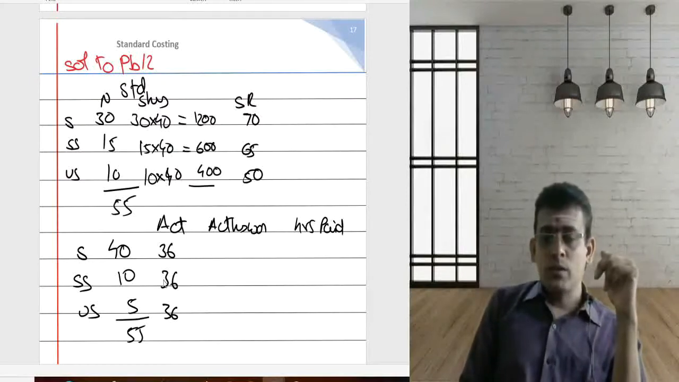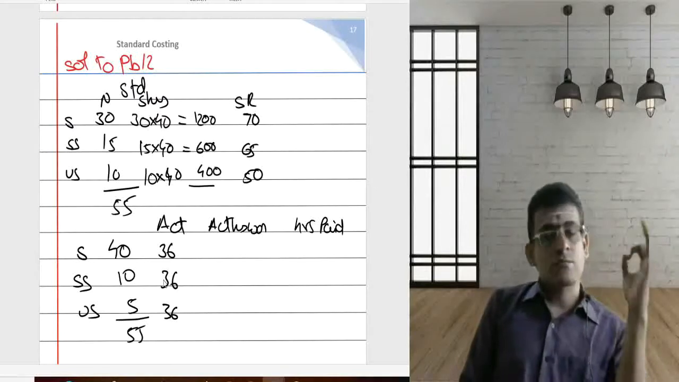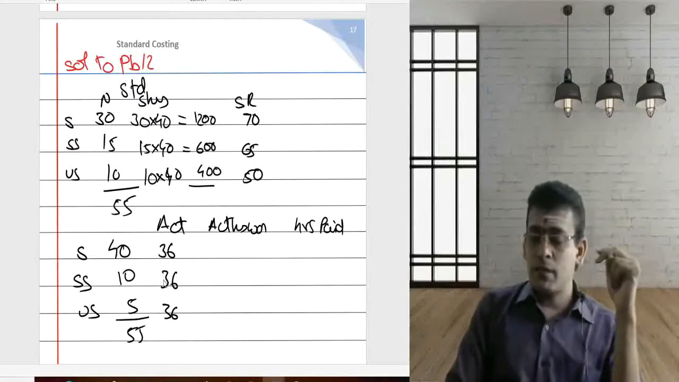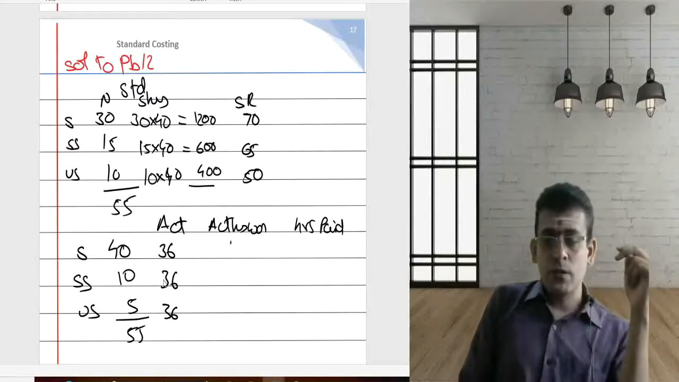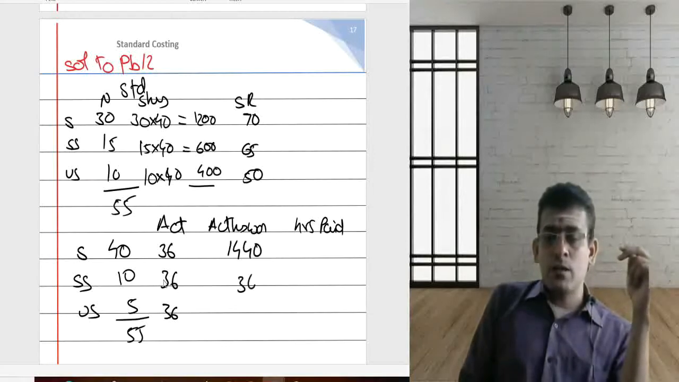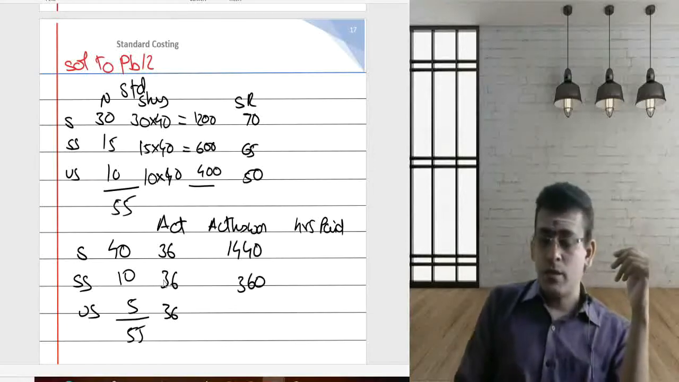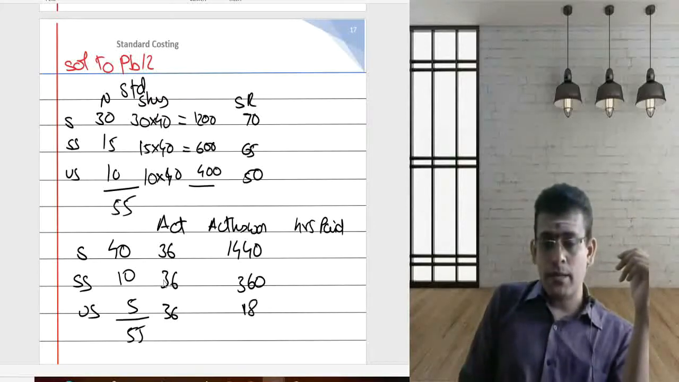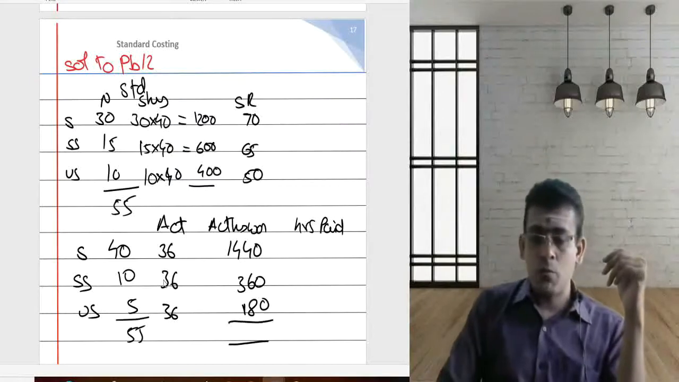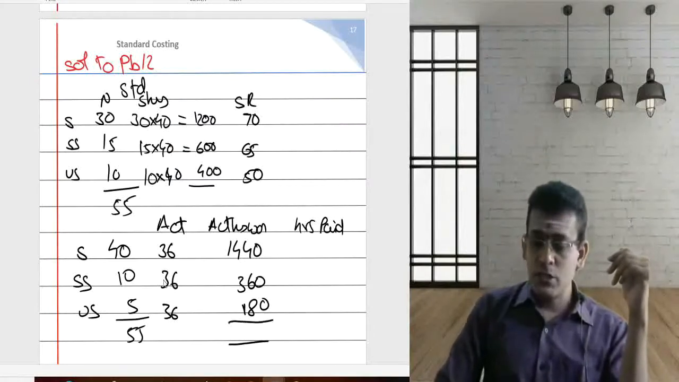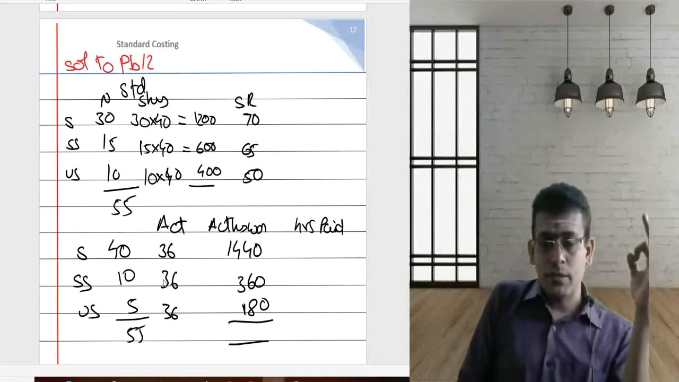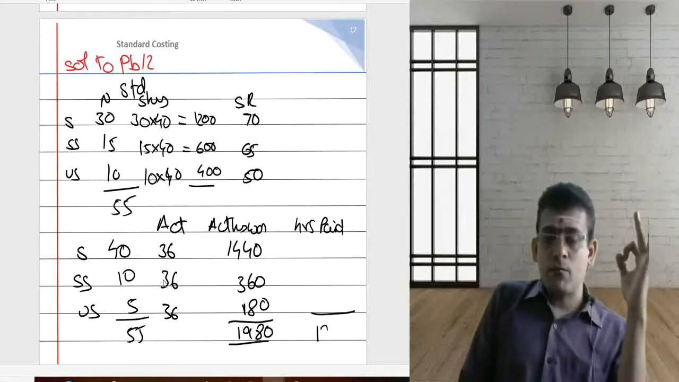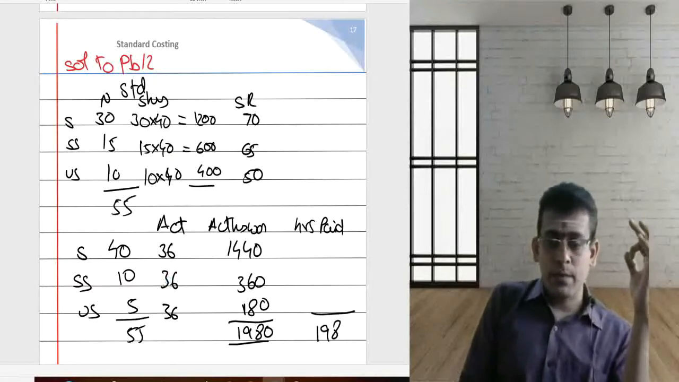Now let us calculate both. 40 into 36, 10 into 36, 5 into 36. That gives you actual hours worked. Each worker will work for 36. Like that, 40 skilled workers will work for 1440, 10 semi-skilled will work for 360, and 5 unskilled will work for 180. So the total hours worked is 1980.